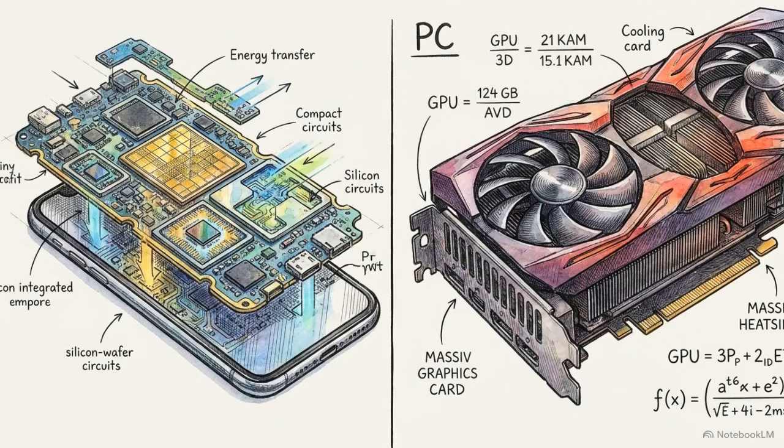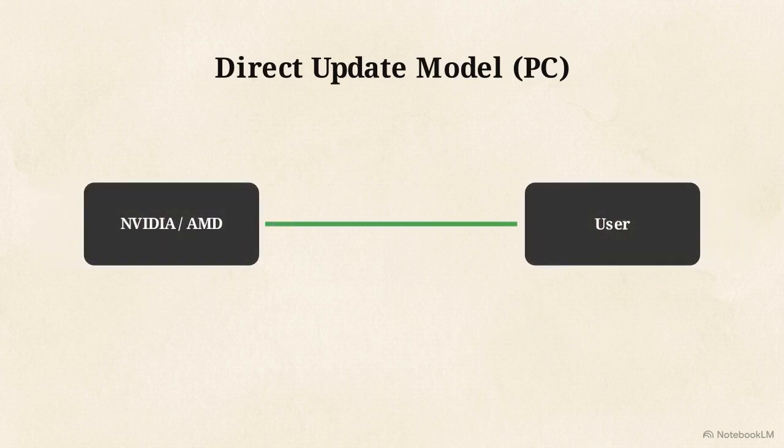The reason this button fails for almost everyone comes down to the massive difference between building a smartphone and building a gaming PC. This diagram shows the traditional PC pipeline. A company like NVIDIA designs your graphics card, and when they find a bug or optimize a game, they push an update directly to you. You download it, install it, and you're done.